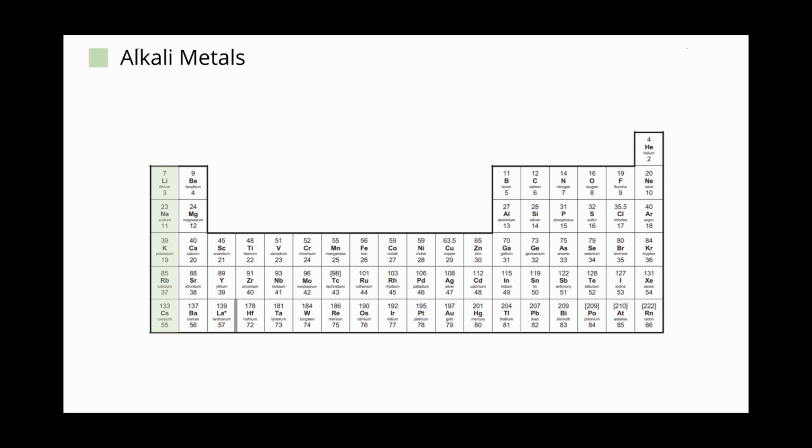The first group we're going to talk about are the alkali metals. They are also called group 1A. They are very good conductors, they are very reactive, and have one electron in the outer shell.